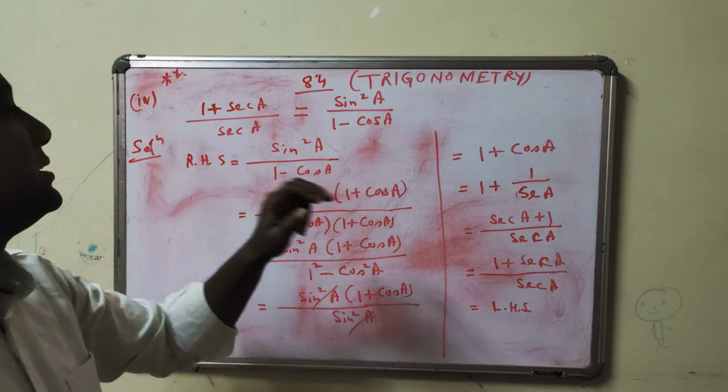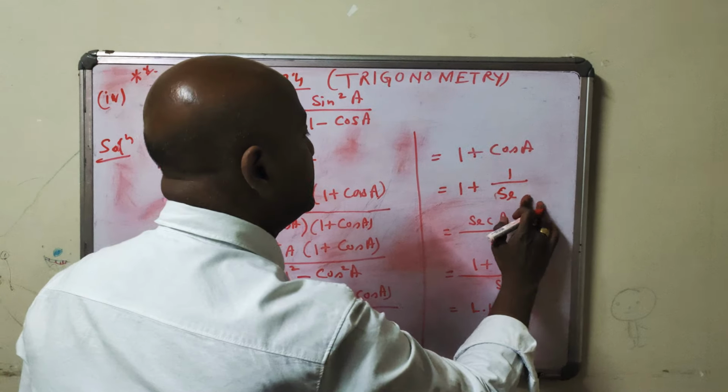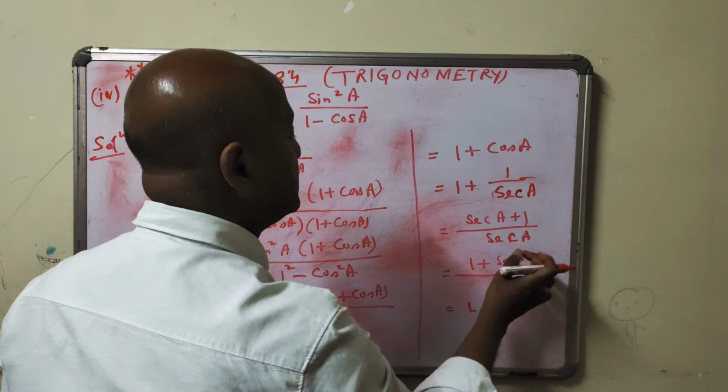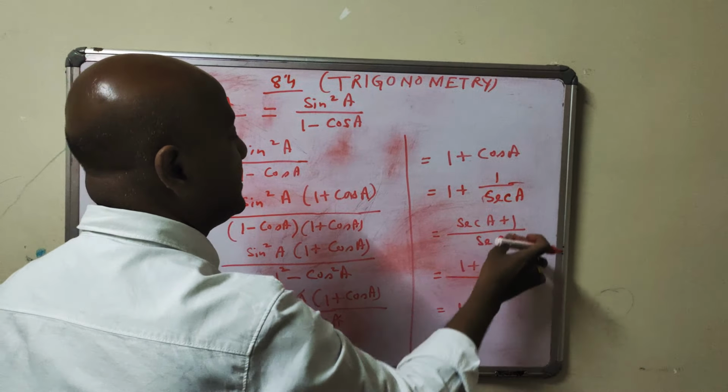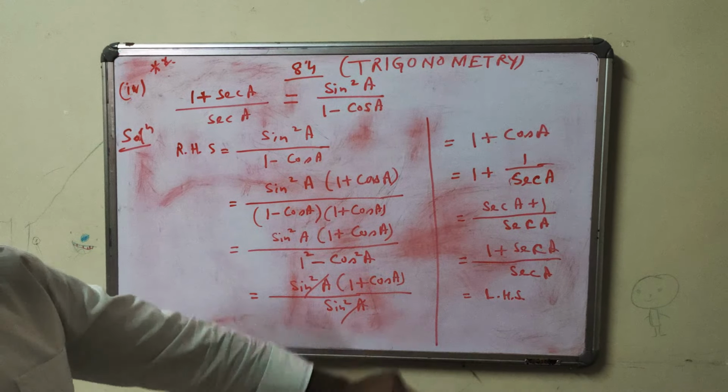Since sec is here, so cos A means what? 1 by sec A. So take LCM sec A. Sec A plus 1, arrange it as in the sum. So you get the answer.